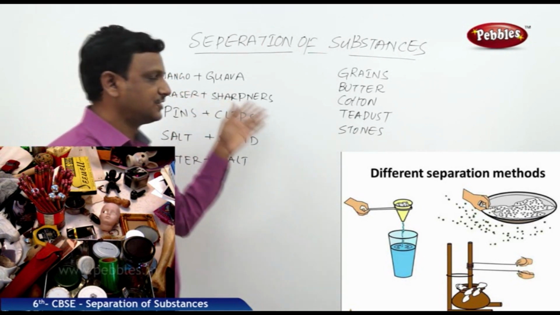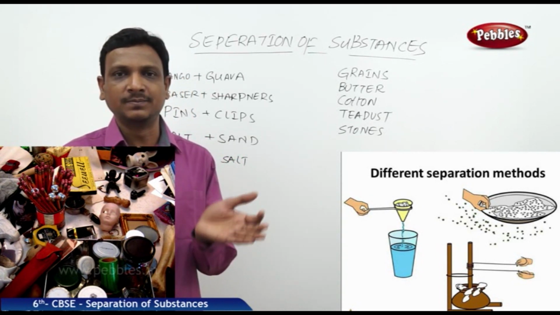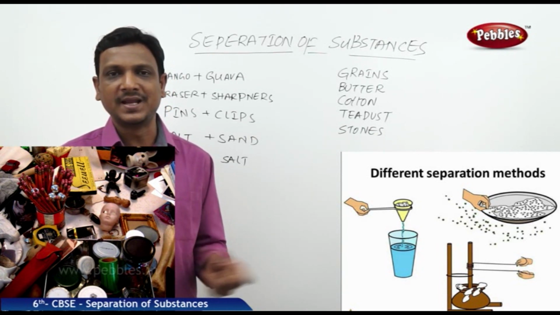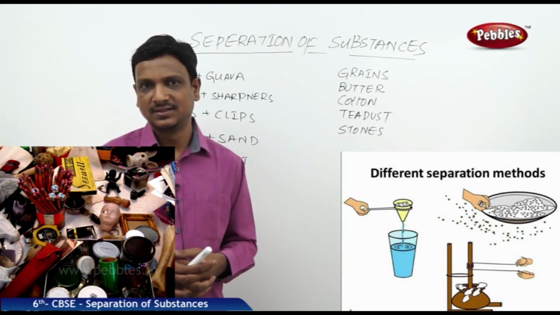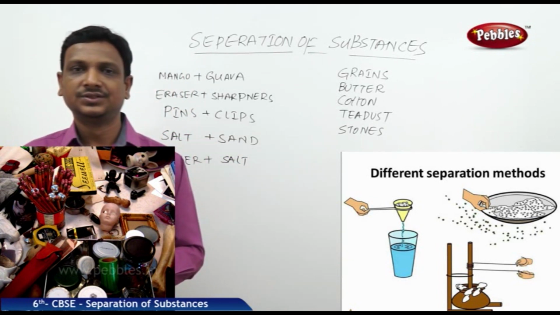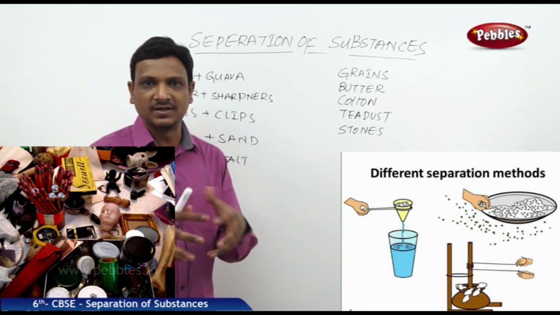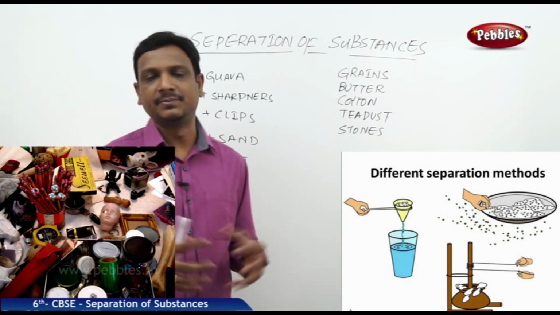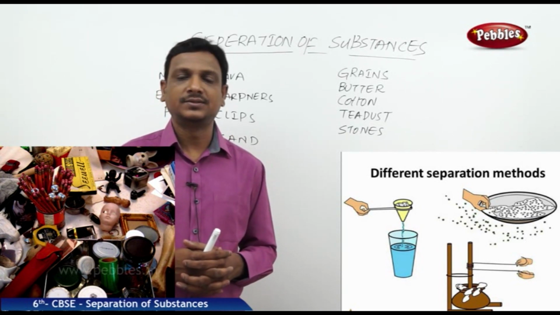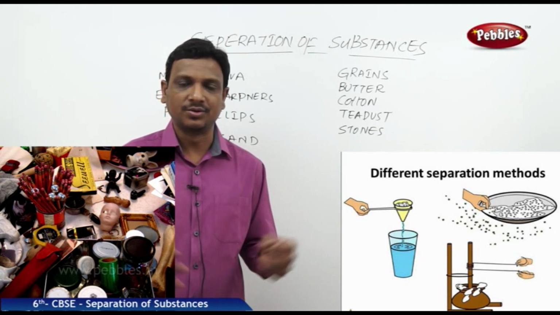The second case, erasers and sharpeners. So, in the classroom, your teacher kept all the erasers and sharpeners in a bowl and you are asked to take the erasers out. You can easily separate them. By hand picking, you can pick all the erasers. There is no need of special separation method. So, why is it not needed? And one more example, pins and clips. Bell pins and jump clips are kept in one bowl. You can easily separate them, right?